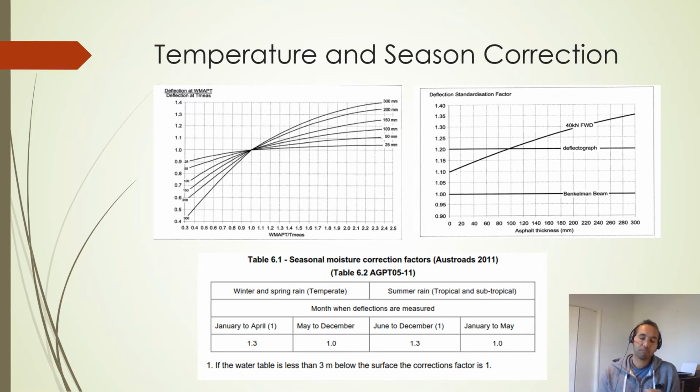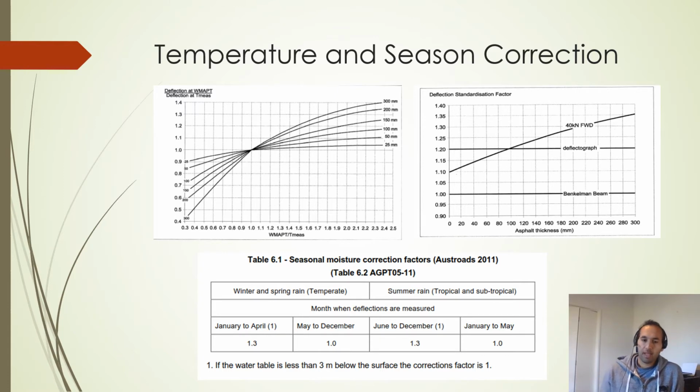Benkelman beam data? But also, if we have been given FWD data, what was the pressure per drop? Was it 40 kilonewtons? Was it 80 kilonewtons? Was it 120 kilonewtons? So we need to carry out several corrections to the data that we've been given. In this case, the data that was given to us had 40 mil asphalt, and it had been carried out at the temperature that was the weighted mean average temperature for that area.